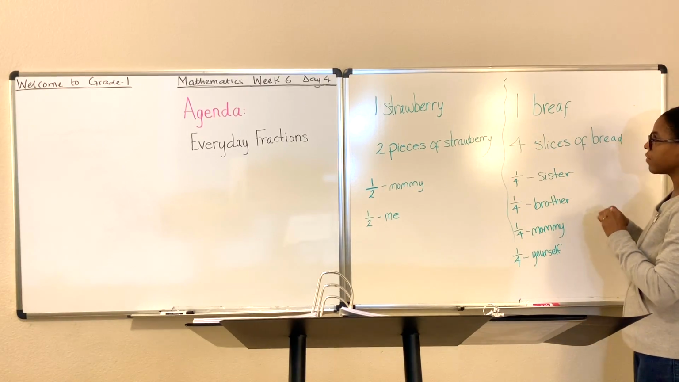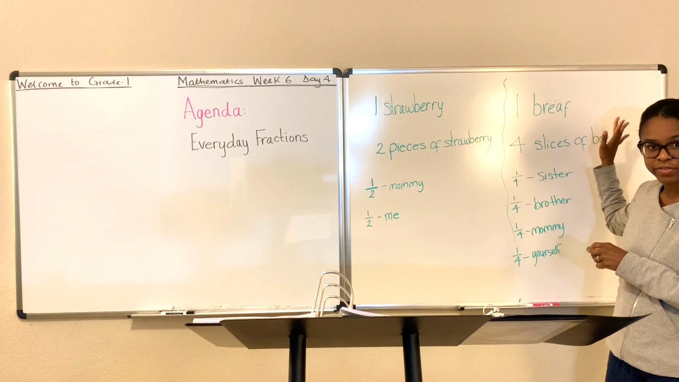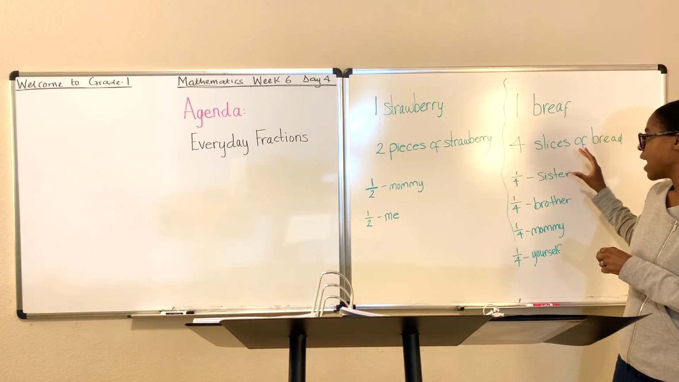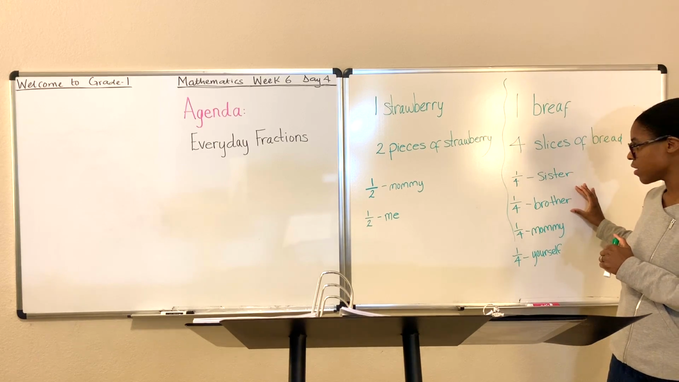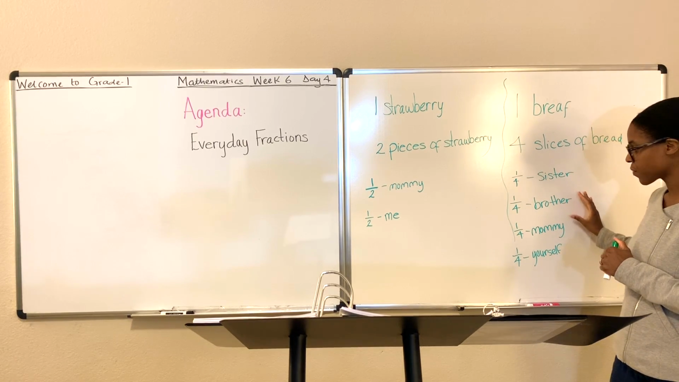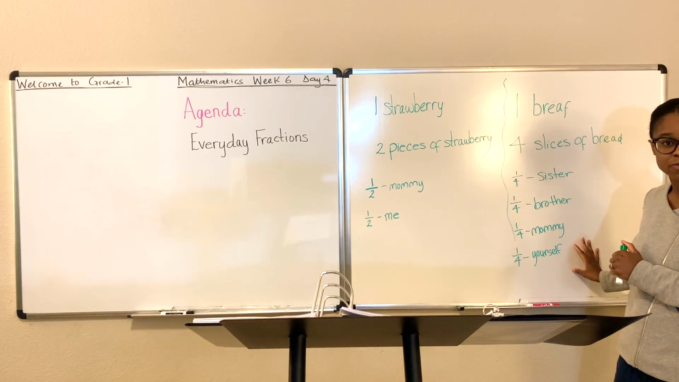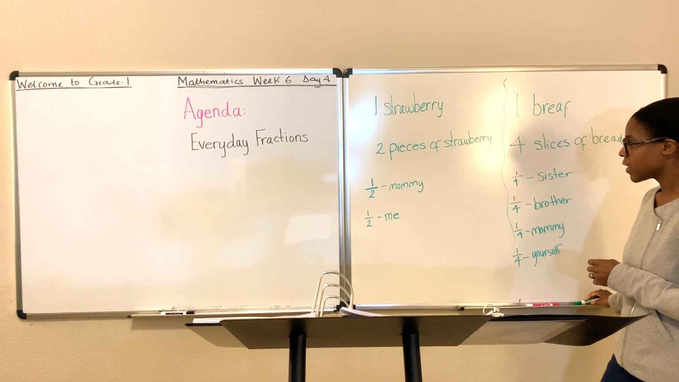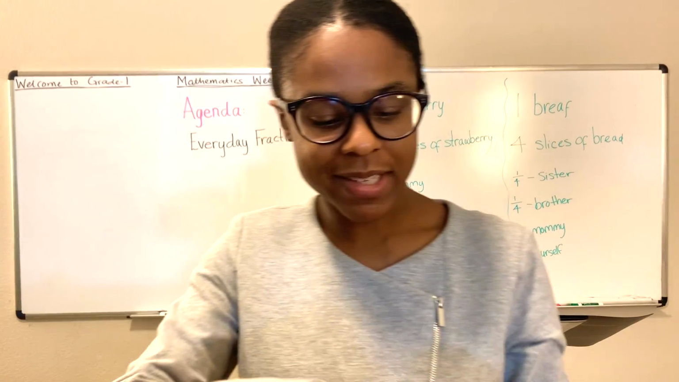So here you have 1 loaf of bread divided into 4 equal parts. That is what a fraction has to be: equal. And 1 of those 4 pieces went to sister, 1 of those 4 pieces went to brother, 1 of those 4 pieces went to mommy, and 1 of the 4 pieces you kept for yourself. Okay. Good work. So I trust that makes a little bit of sense for you.